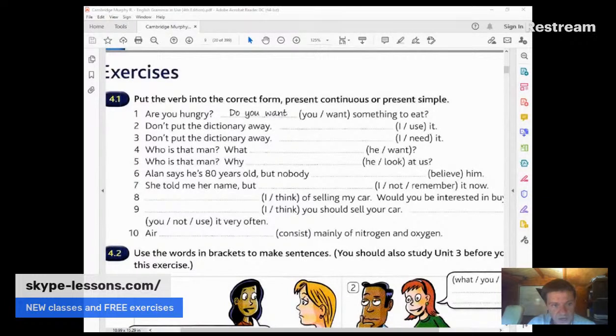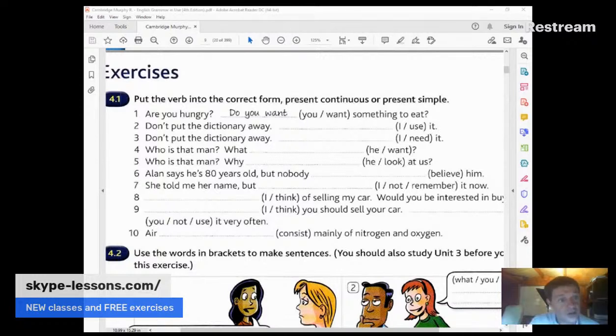So are you hungry? Do you want something to eat? Not are you wanting? Why? Because want is stative. Don't put the dictionary away. I am using it. Use is not stative. Yeah, I am in the middle of using the dictionary. Don't put it away. Don't put the dictionary away. I need it. Need is stative. You never say I am needing, he is needing, never. So it's I need it.